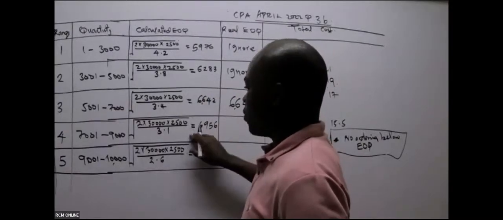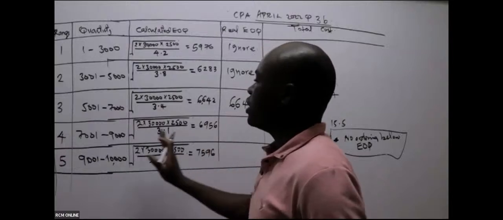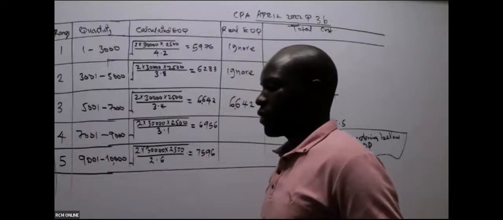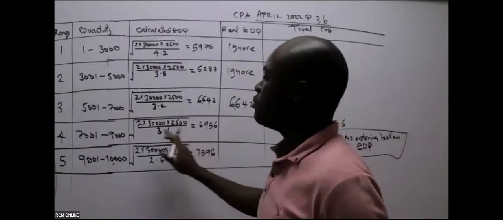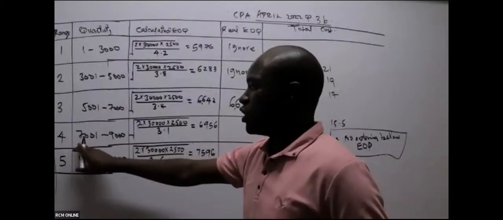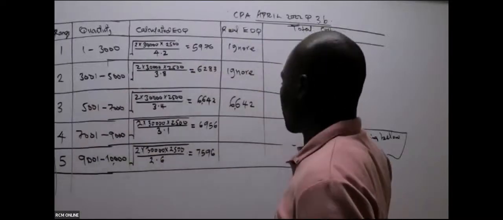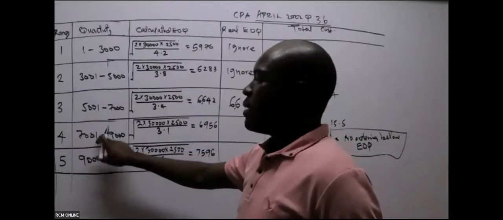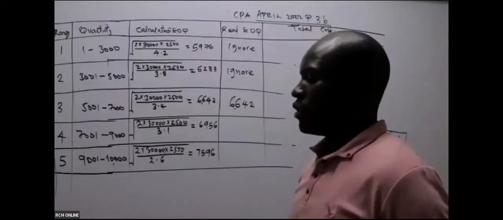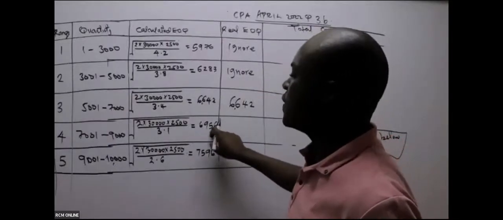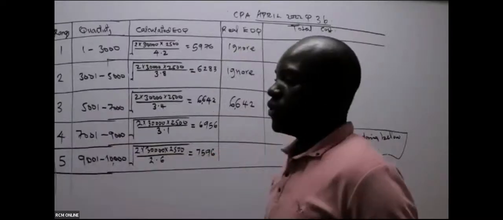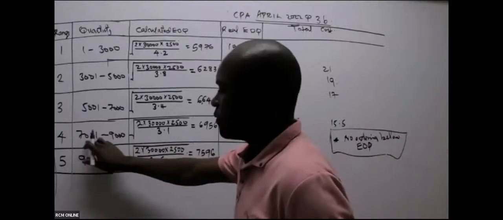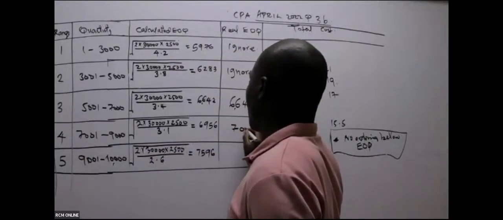If I come to number 4, 6956 is below the minimum within this range. This 6956 is below the lowest unit. Remember, for you to be able to get this discount, you must purchase at least 7,001. But now, your optimal economic order quantity is below the lowest unit in this range. So what are you going to do? We are going to purchase the lowest unit from this range.